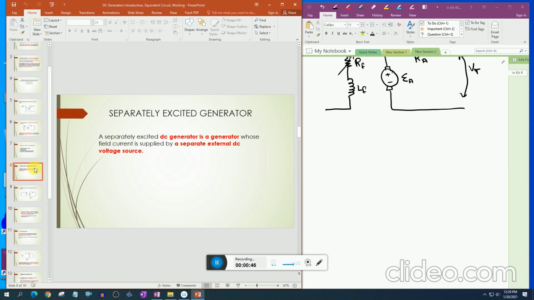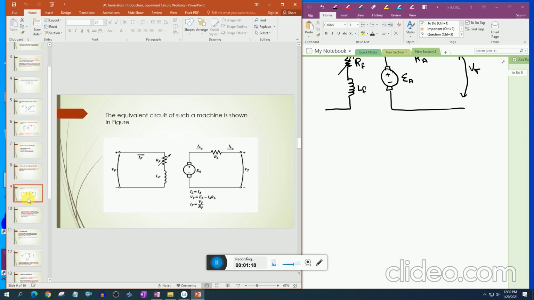First, the separately excited generator. Same concept as we studied in the DC motor, a separately excited DC generator is a generator whose field current is supplied by a separate external DC voltage source. It means that the generator produces power, but we also require an external power source to supply the generator field current to generate the magnetic flux.